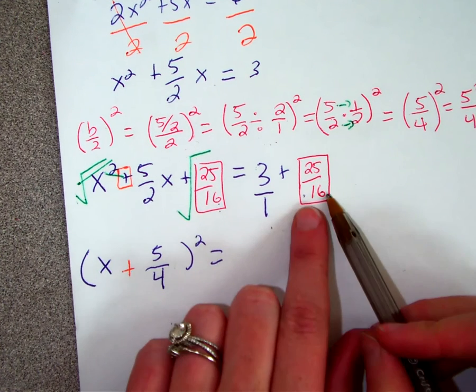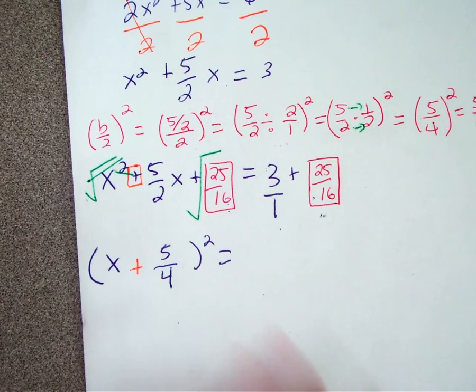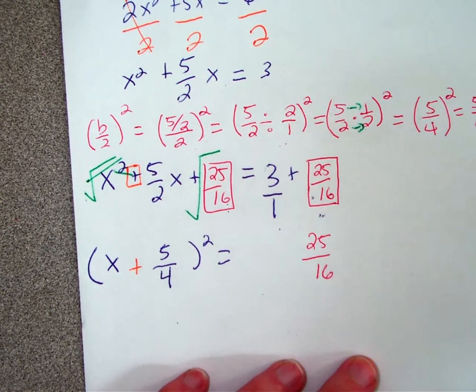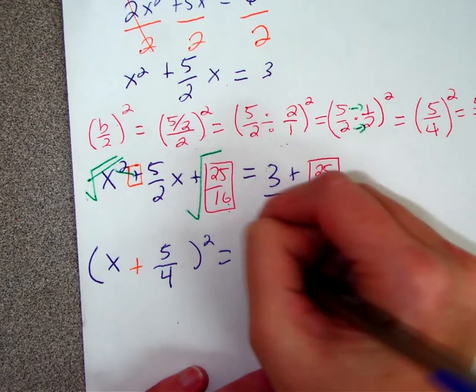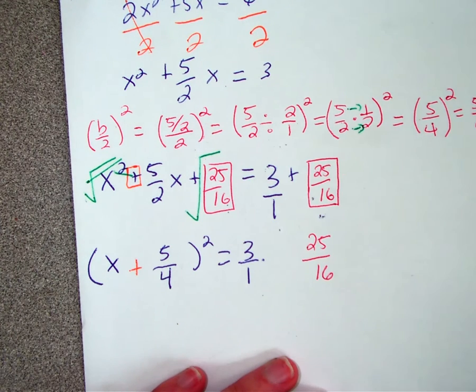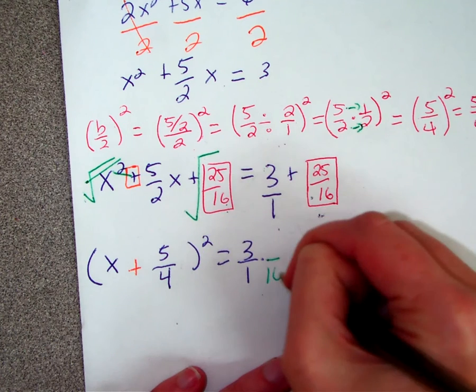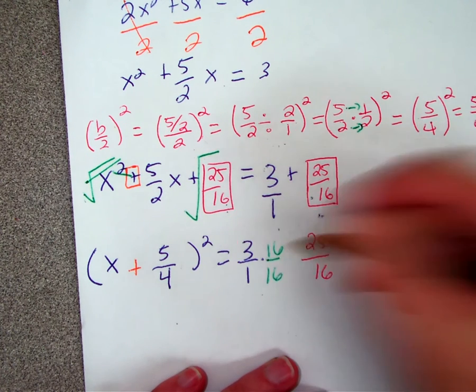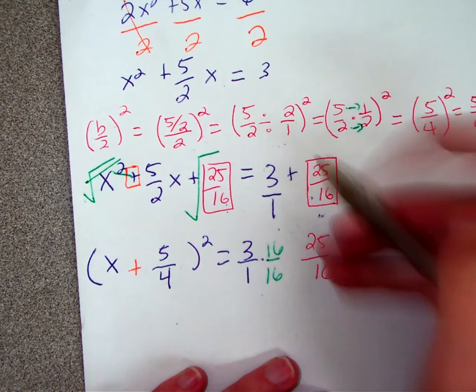Guys, since this one is already over 16, I'm just going to bring that one on down. Bring it on down. Bam. Okay, and then I need to transform my denominator into a 16. So I'm going to multiply 16 to the bottom, but if I do it to the bottom, I got to do it to the top. All right, and this should be added.